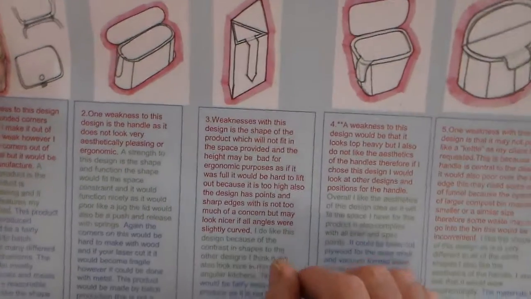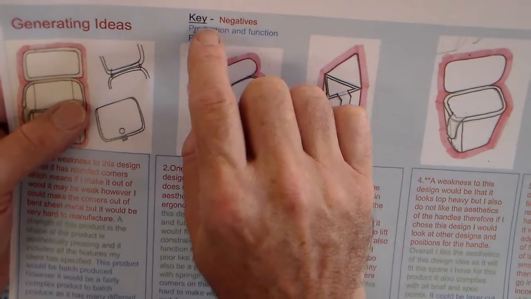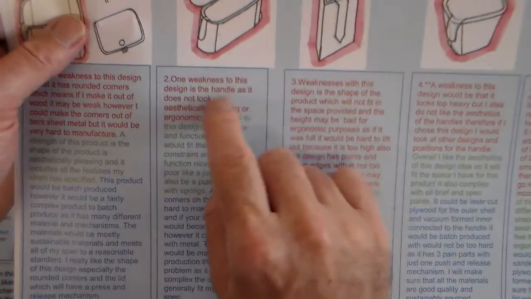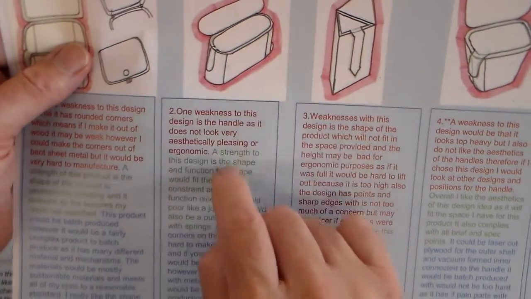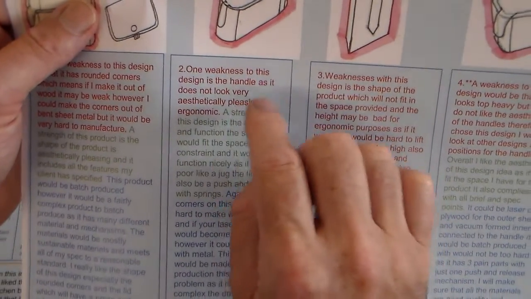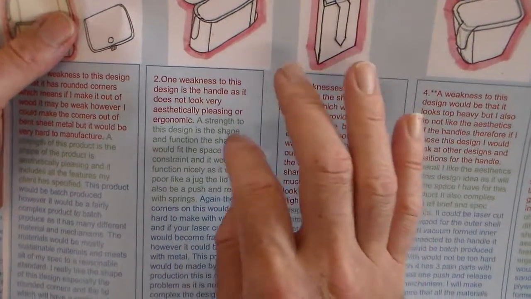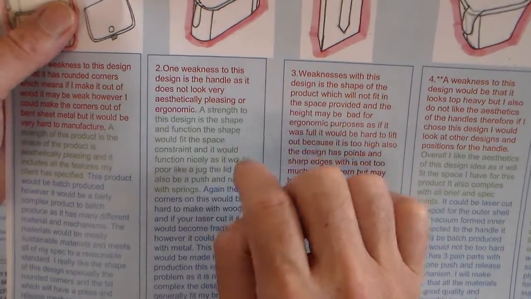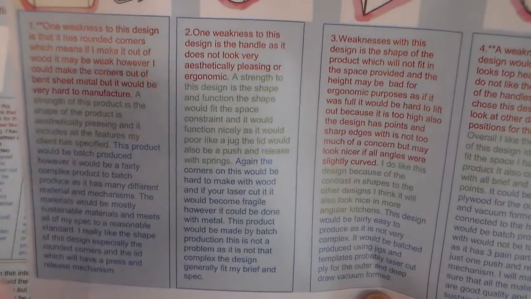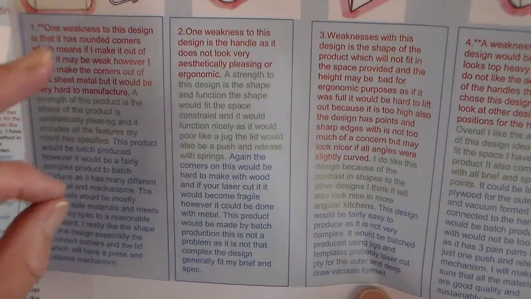So what they've done here, if you can see this, this student has said key negatives, production and function, positives. So this design, for example, you can always stop this and just read what they've written there. One weakness of the design is the handle does not look very aesthetically pleasing or ergonomic. So it relates back to the specification. A strength of design is the shape and function that would fit in the space. So again, they're going back to the needs of the user. They're referring to that need. This will fit in the space of the user of the product.